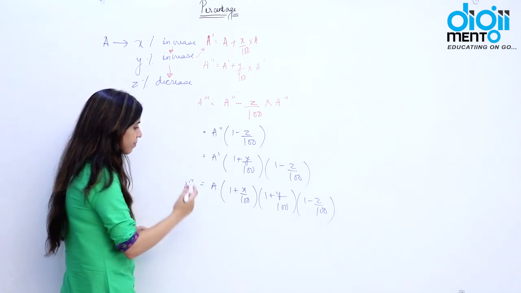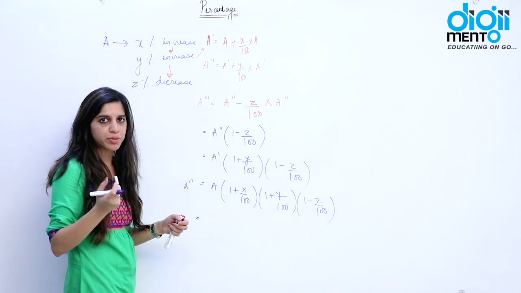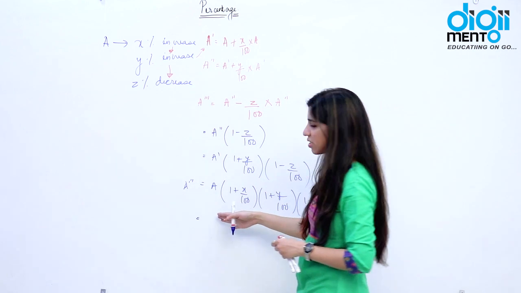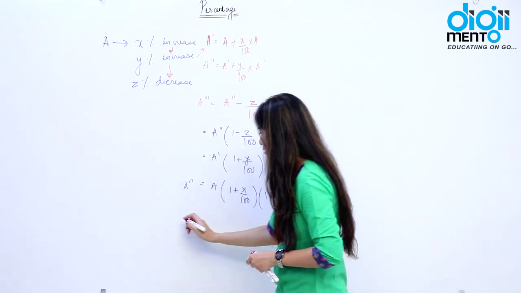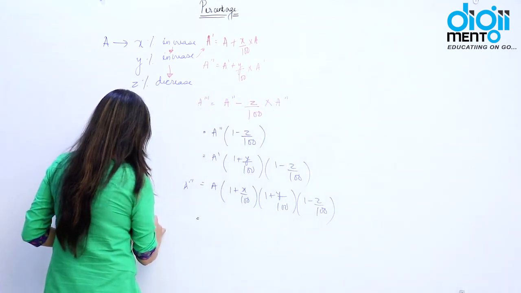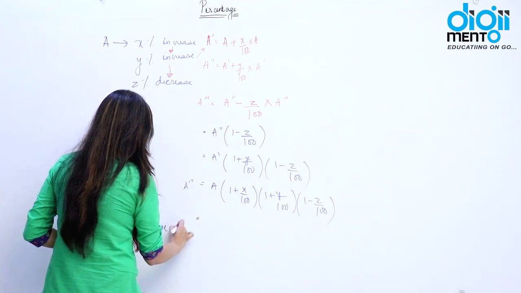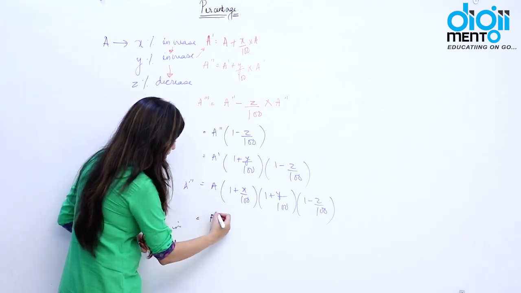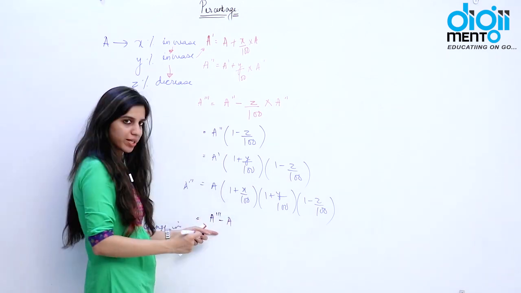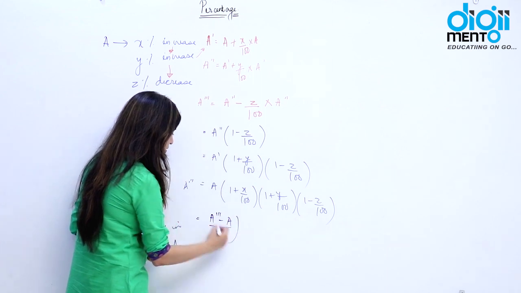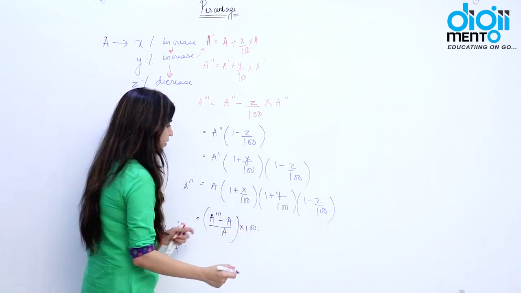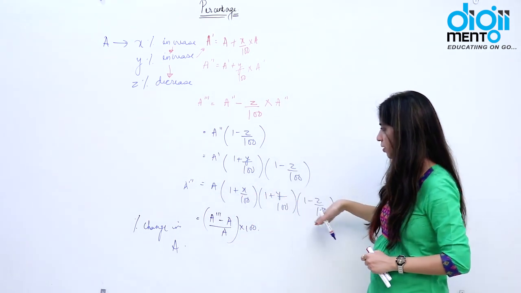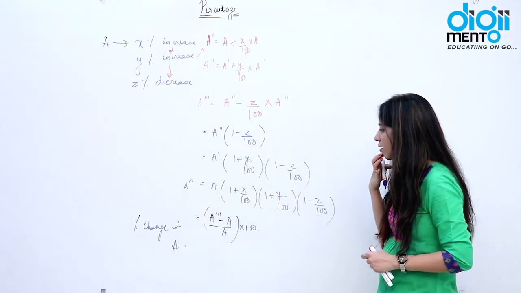What you need to do is, see, this is actually the percentage change in A, right. This is what has changed. So if I am required to find the percentage change in A, what do you need to do? A triple dash minus A, upon A into 100. Fine, you just find this value. The final value is going to be this one only.